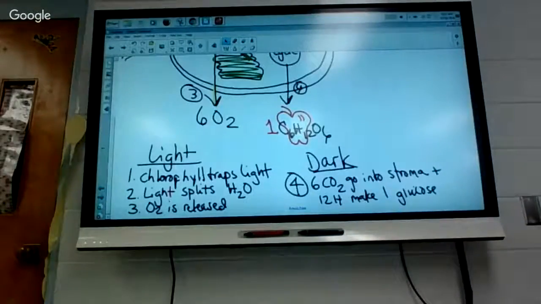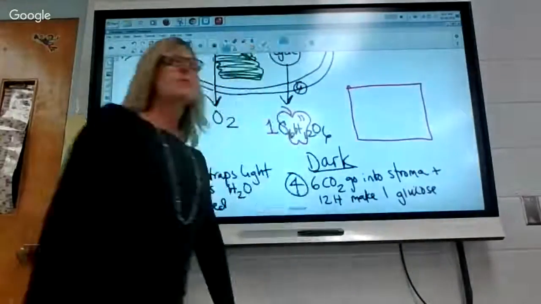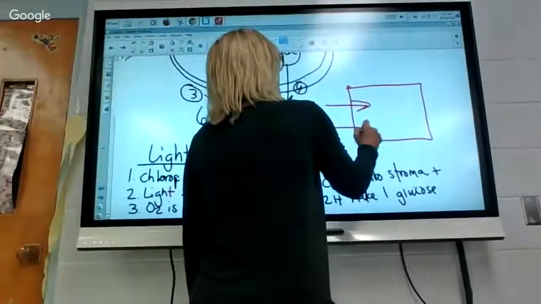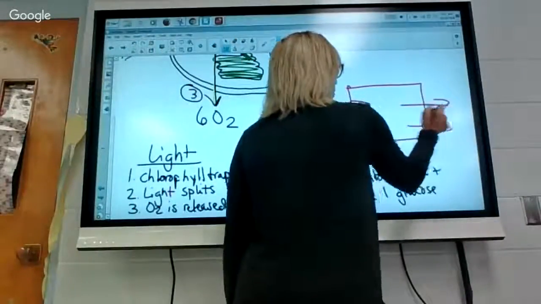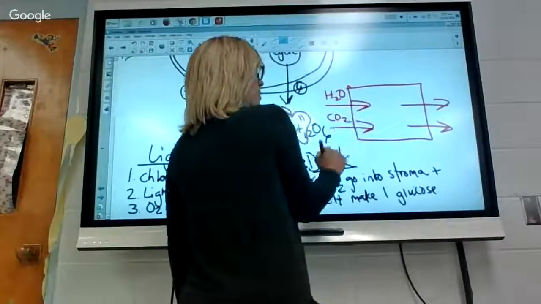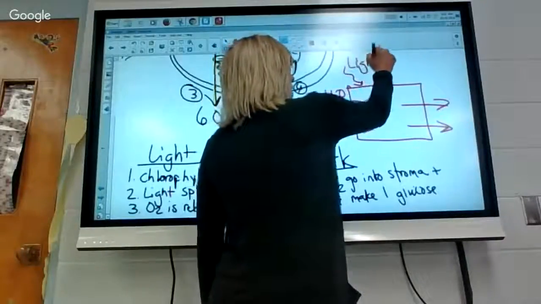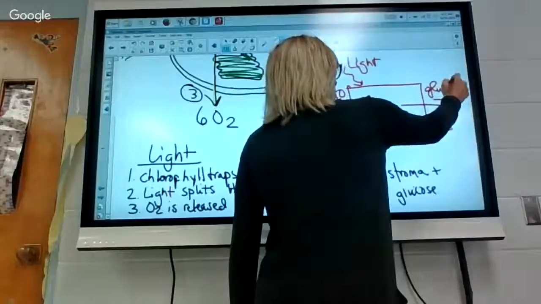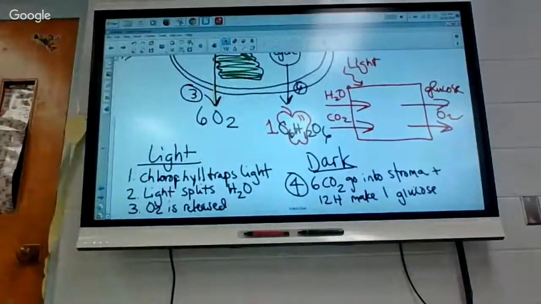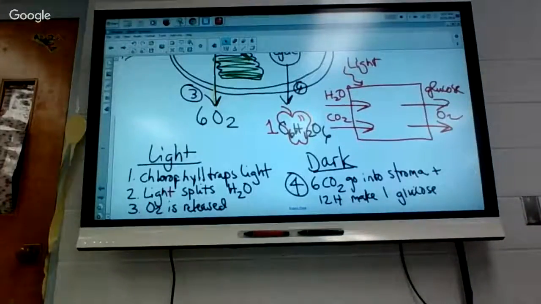Okay, so this is what they're going to do on your exam. They're going to give you a box, and they're going to say this comes in and this comes out. Water, CO2, light, glucose, oxygen. What process is that? Photosynthesis.